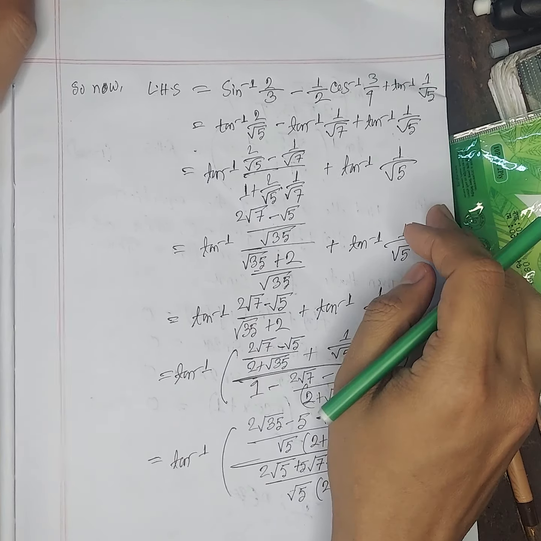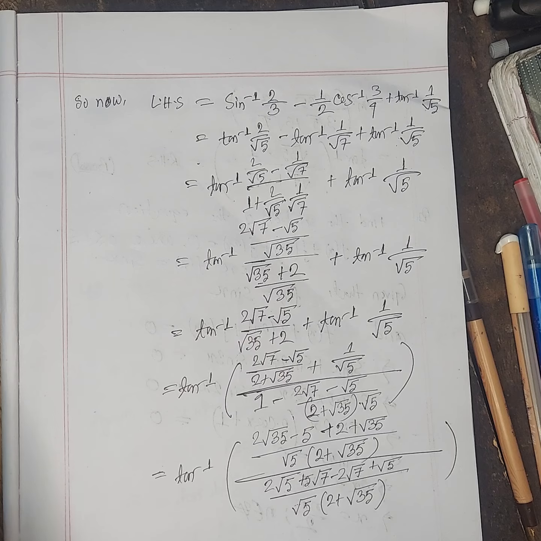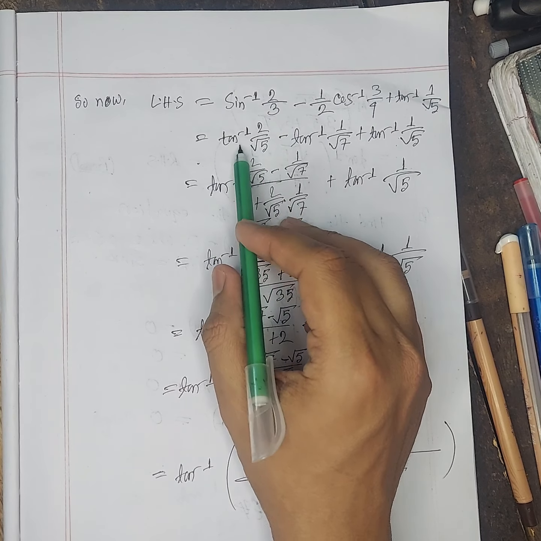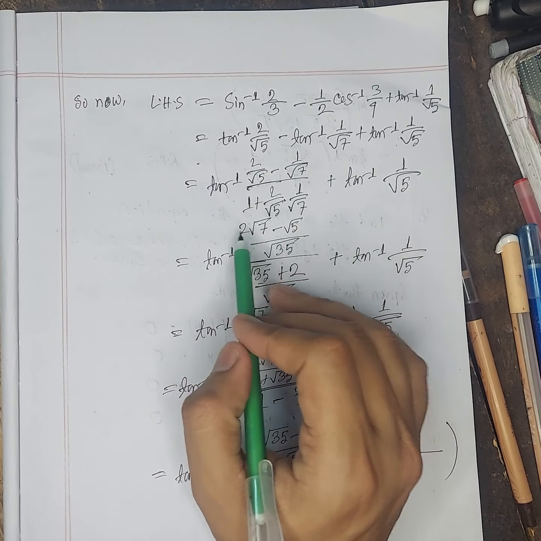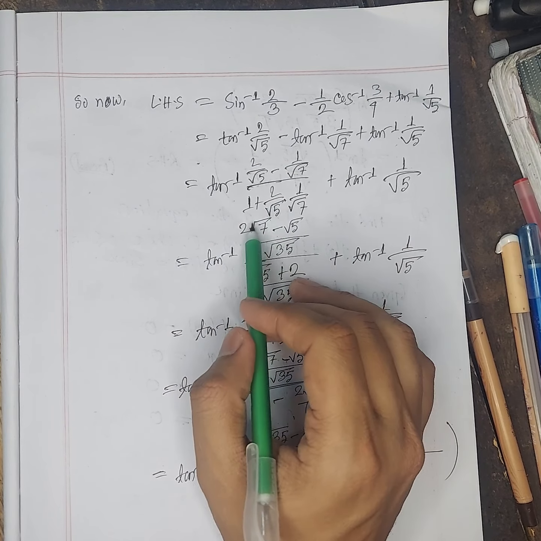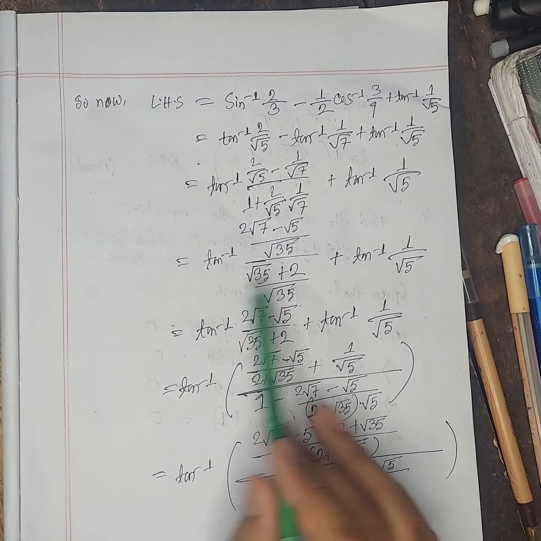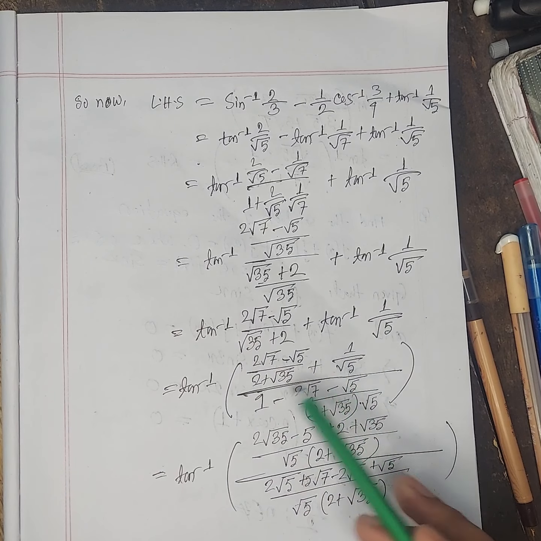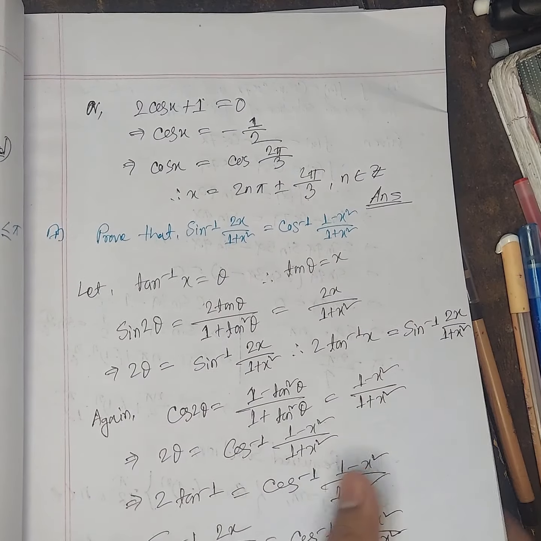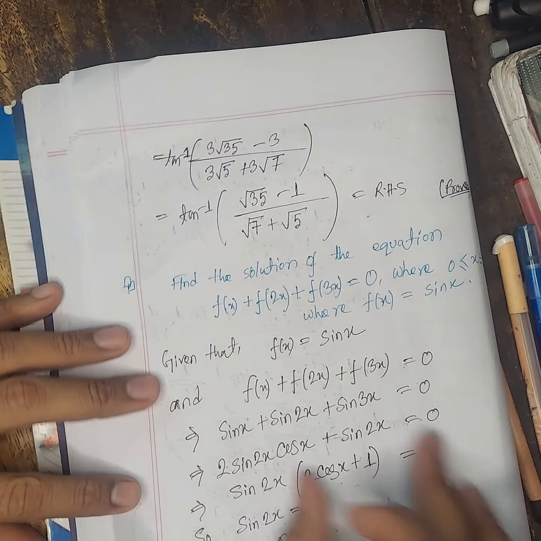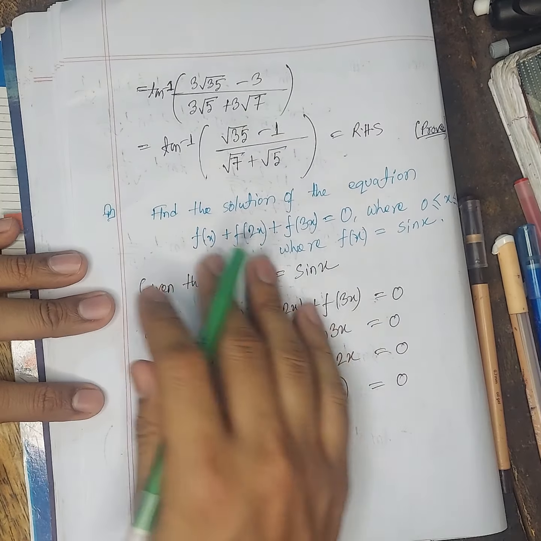So the right hand side is sin inverse 2 by 3 minus half cos inverse 3 by 4 plus tan inverse 1 by root 5, that is tan inverse 2 by root 5 minus tan inverse 1 by root 7 plus tan inverse 1 by root 5. Tan inverse x minus tan inverse y is equal to tan inverse (x minus y) by (1 plus xy), and then we apply tan inverse x plus tan inverse y equals tan inverse (x plus y) divided by (1 minus xy). Now from here we get our required expression, tan inverse (root over 35 minus 1) divided by (root over 7 plus root over 5).